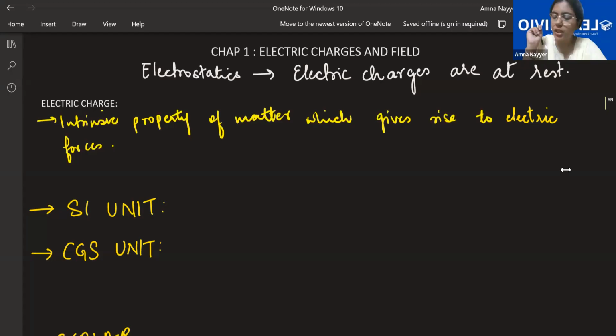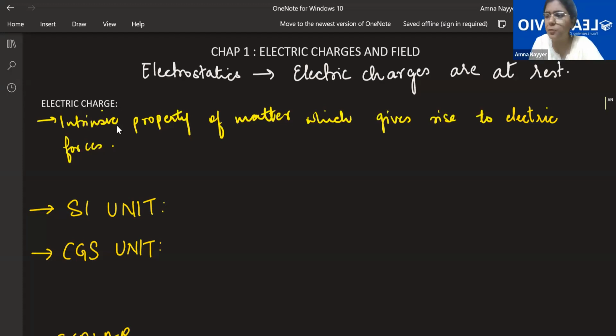The basic thing we start with in electrostatics is electric charge. Without this concept, you will never be able to understand anything in electrostatics. Electric charge is an intrinsic property of matter that gives rise to electrical forces. Intrinsic means something that is inside, the innermost property of matter, like the electrons, protons and neutrons of an atom.